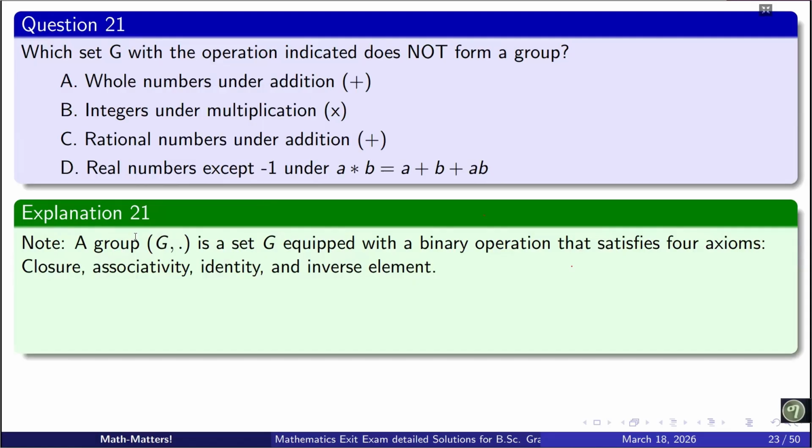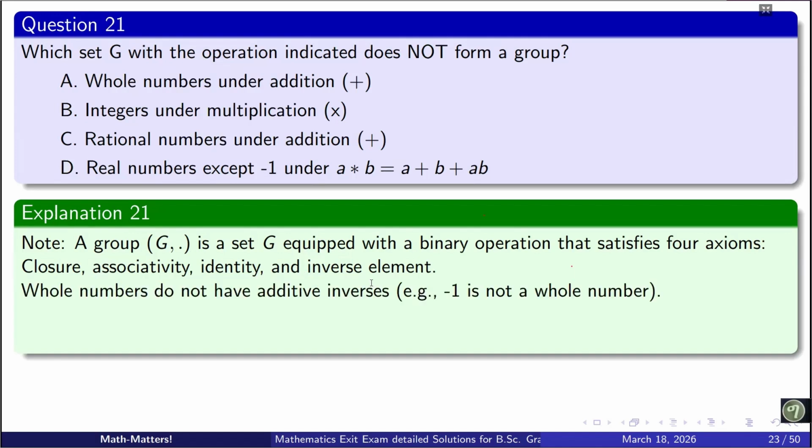Note, a group, that's simply G with an operation that's simply a dot, is a set G equipped with a binary operation that satisfies 4 axioms. That means closure property, associativity, existence of identity, and the existence of an inverse element for each group element. So we measure the given alternatives with respect to whether they satisfy these 4 axioms or not. For example, for the first one, whole numbers do not have an additive inverse.